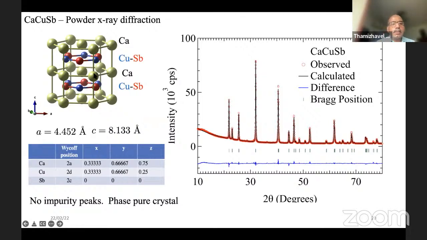So the calcium layers are separated by these copper and antimony layers. And we found from various studies that these copper and antimony layers are important for the transport properties in this system. And we find that these are the main reasons for the observed transport properties in this system. The lattice constants are given by these parameters, and we can see that the powder X-ray diffraction is completely phase pure without any impurities, and these are the Bragg positions of this calcium copper antimony system.